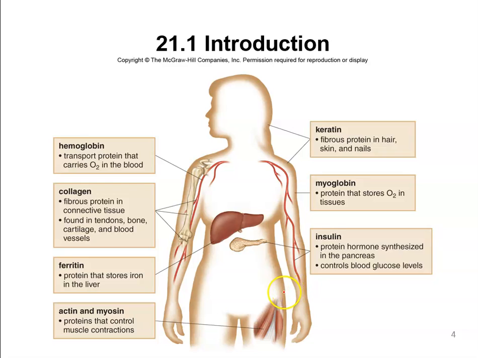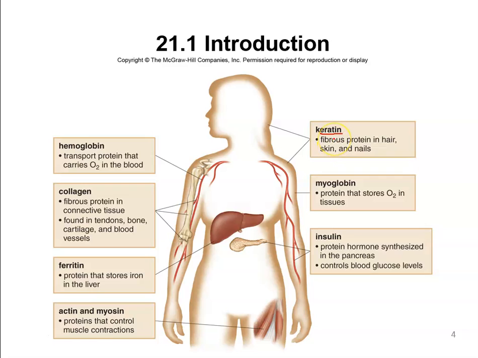Collagen is a fibrous protein, which is used in connective tissue, tendons, bone, cartilage, blood vessels, even our nails and our hair to a certain extent, but keratin is usually more for our nails, skin, and hair.